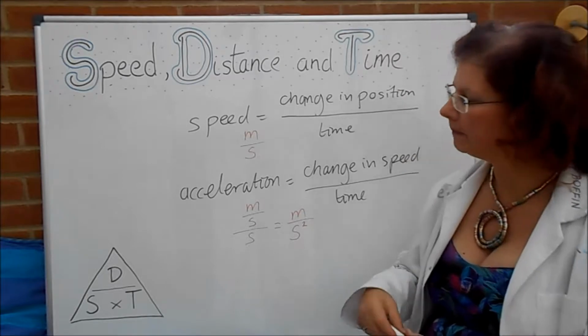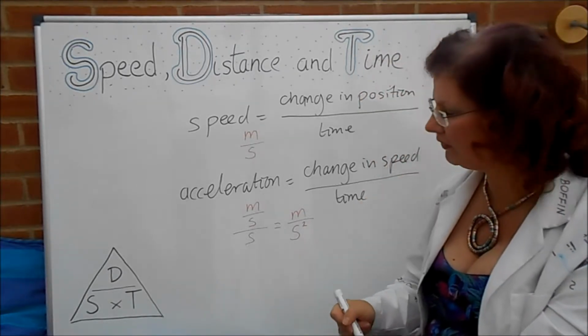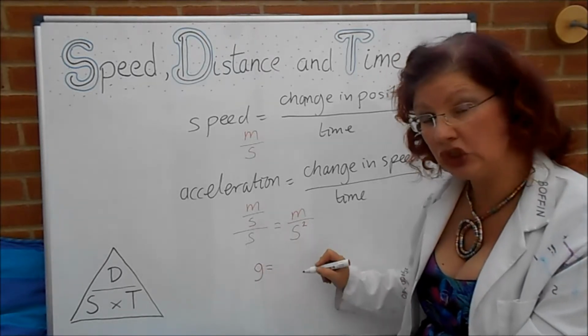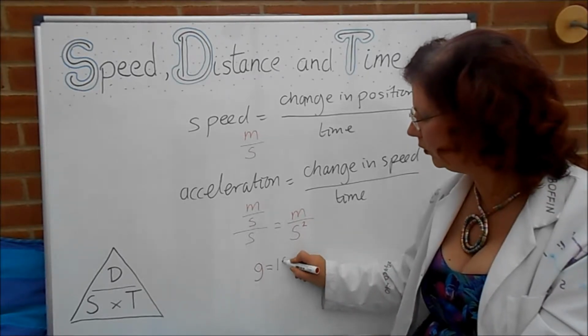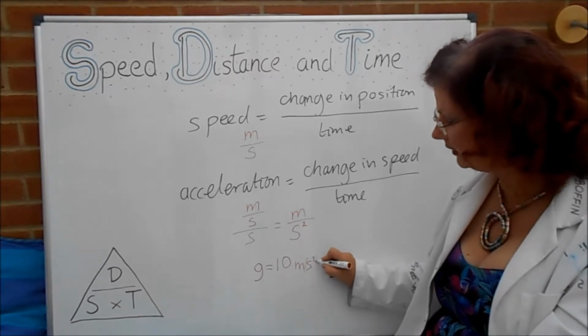Let's think about it. One of the most common accelerations we have is the acceleration due to gravity. If you're doing physics, you should know that as g. And the value of g is about 9.81, but often we call it approximately 10 metres per second squared, metres per second per second.